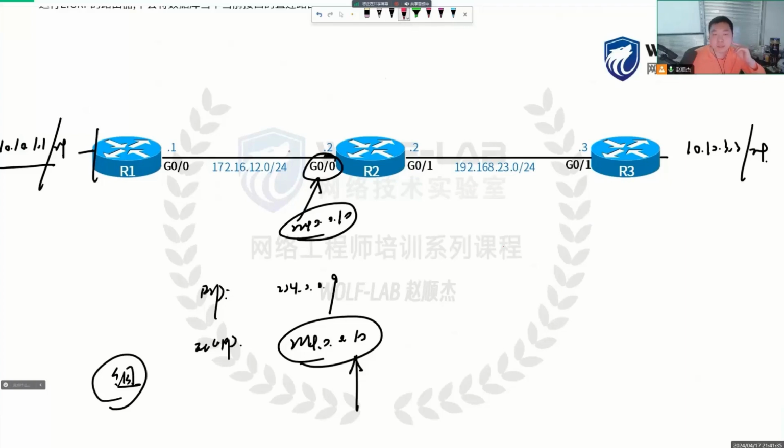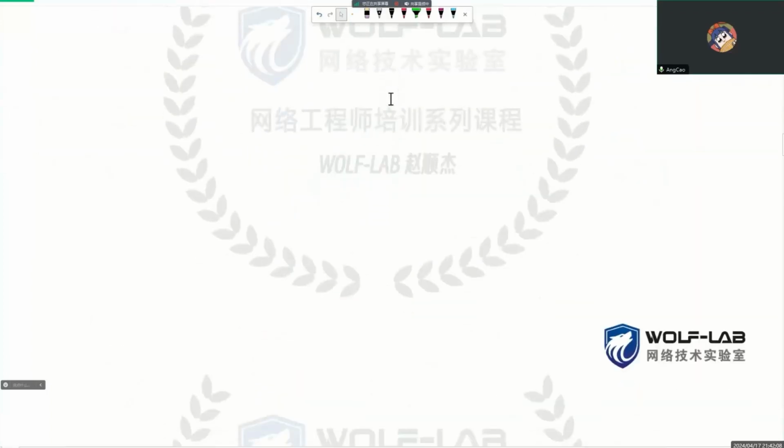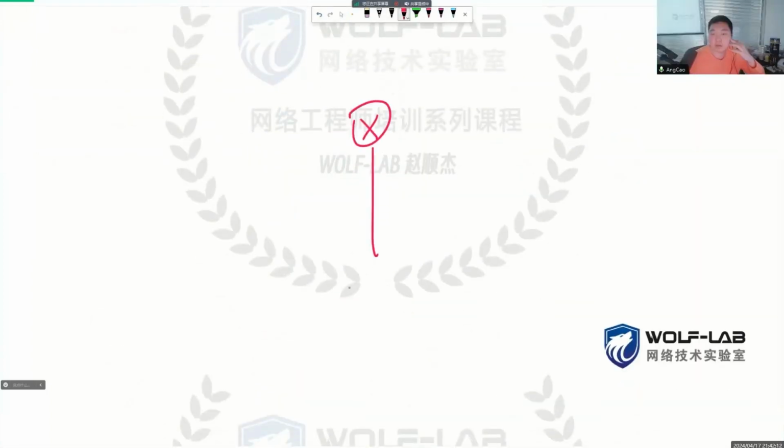After my interface runs EIGRP, it will do 2 things. The first thing is, the interface can send hello packets to 224.0.0.10. The second thing, if a device sends a packet to 224.0.0.10, then because my interface joined this multicast group, it's like I joined a WeChat group. If someone sends messages to this multicast address, I can receive it. These 2 things.